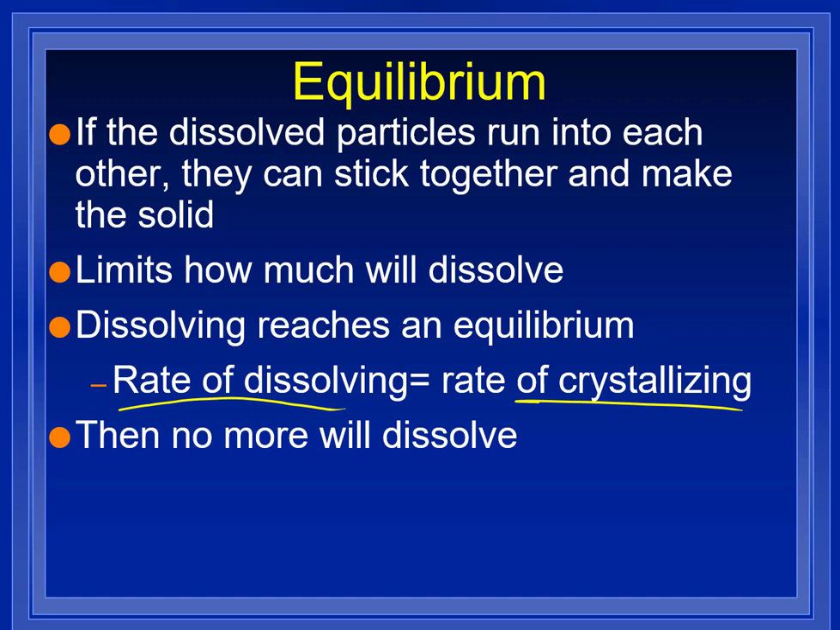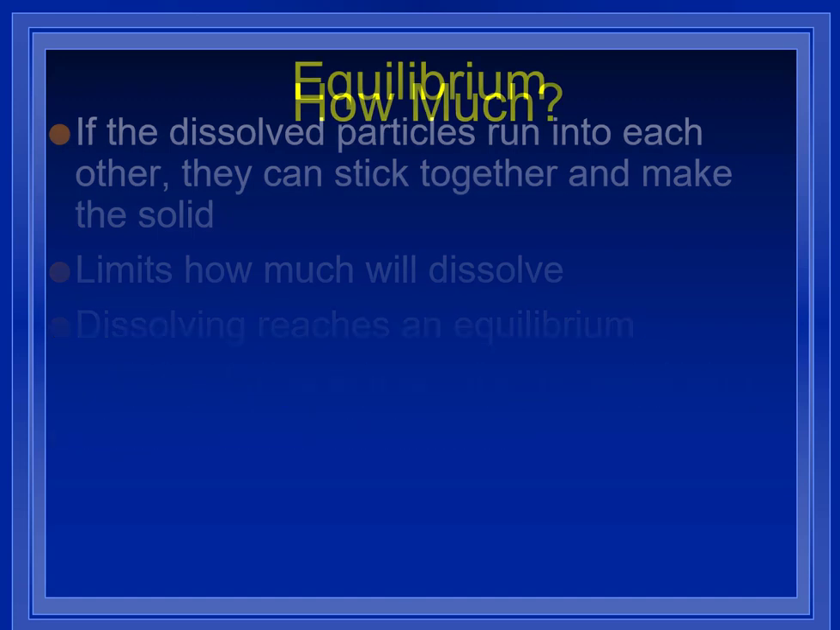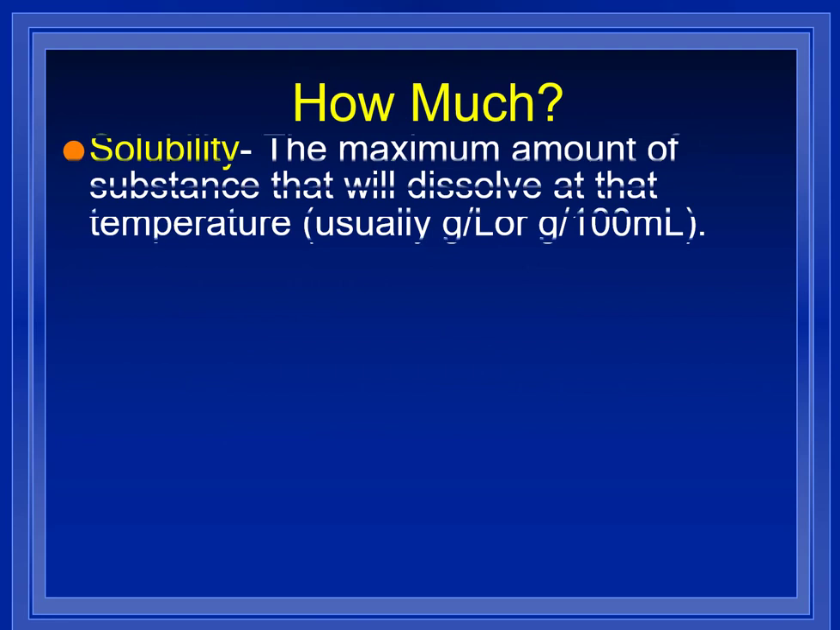Okay? So we have to describe solutions that have dissolved. Okay? So we talk about solubility. Solubility is the maximum, it's a number. It's a number with a unit. It's the maximum amount that you can dissolve in a set amount of solvent.